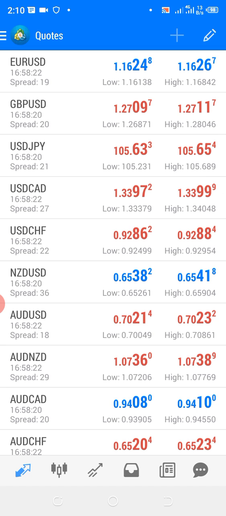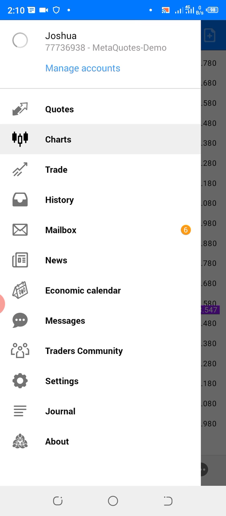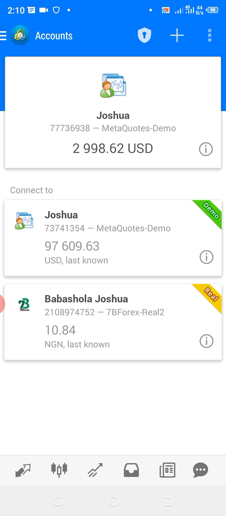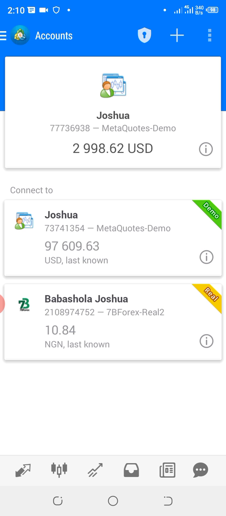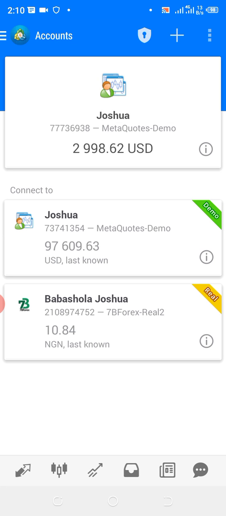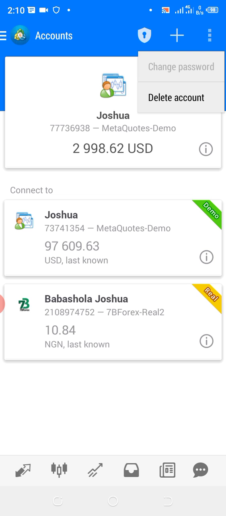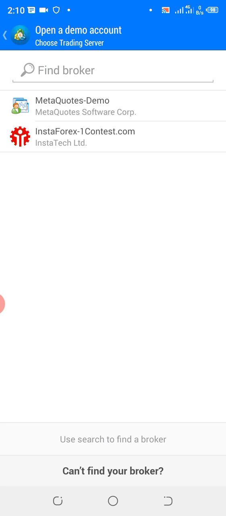That's why we're waiting for it to load. Okay, let me try opening another demo account. Let's see what happened here. Okay, let me create another account.